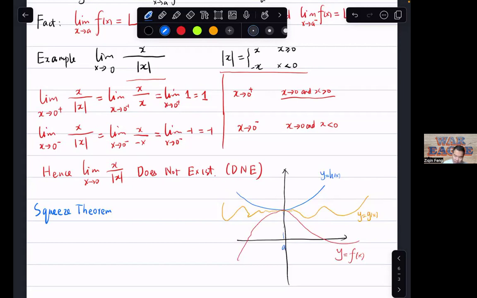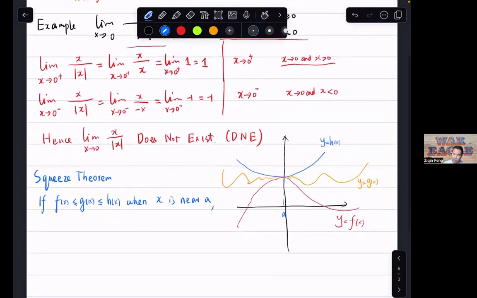So we say that if f of x is less or equal to g of x less or equal to h of x, when x is near A, when x is close to A, this happens. When x is far from A, we don't care. We want to know what happens when x is getting closer and closer to A.